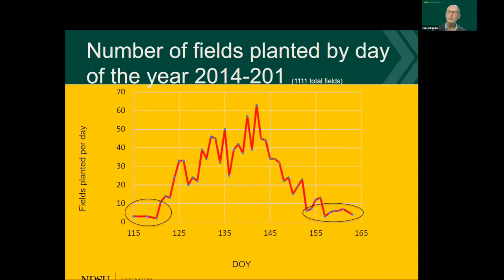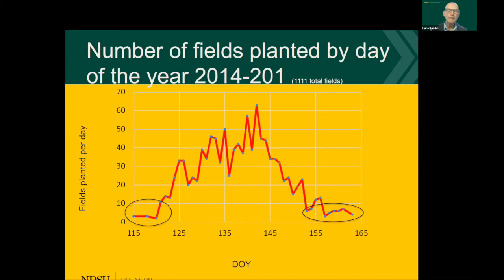So the next important point I want to discuss is the planting date. So on the X, you see the day of the year. So the 1st of May is the 121st day of the year. So I just plotted it out here. So basically going from April into June, and on the left, you can see how many fields were planted on that particular day. The total data set was over 1,100 fields.